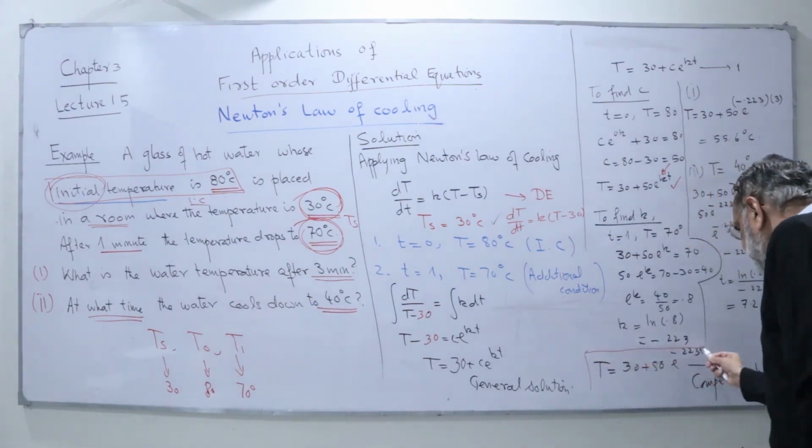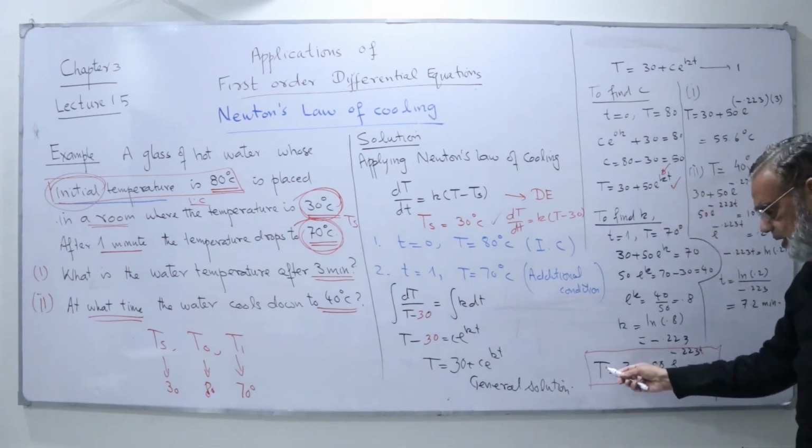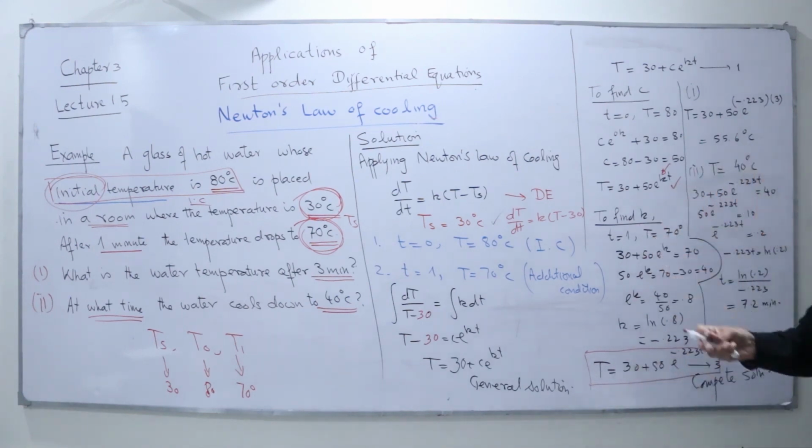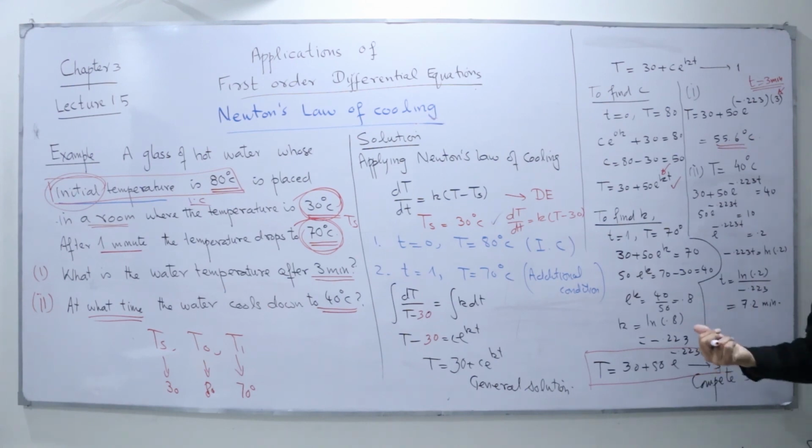Now, having this solution, I can put in the value of time and get the temperature, or put in the temperature and get the time. First I want to find the temperature when t is equal to 3 minutes. So I put the value of t, this is my 3 minutes, and solve it. We get the solution as 55.6 degrees centigrade. So the temperature after 3 minutes will be 55.6.